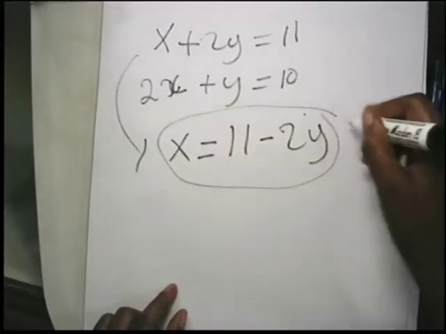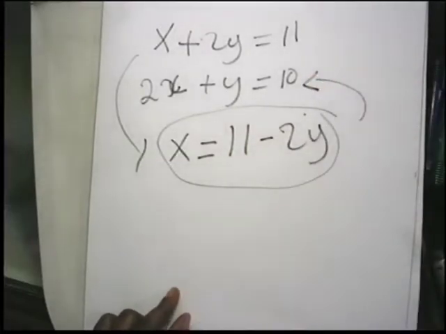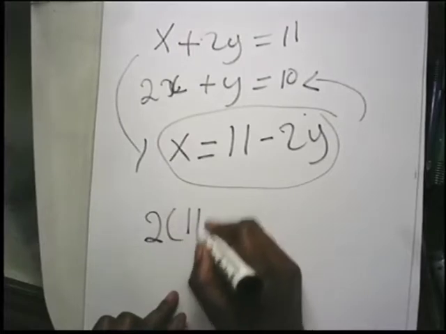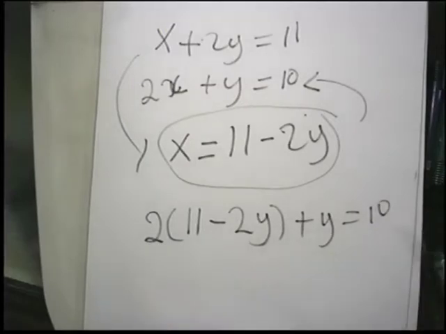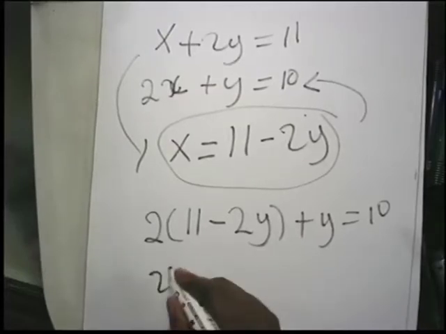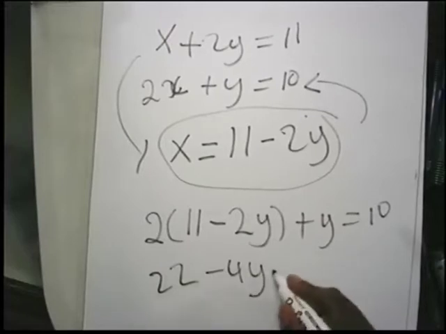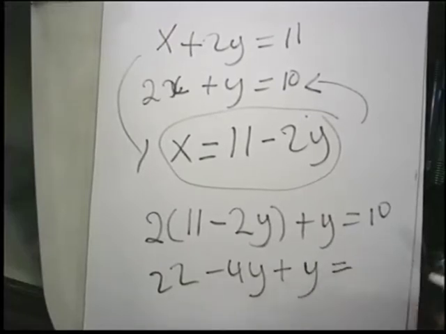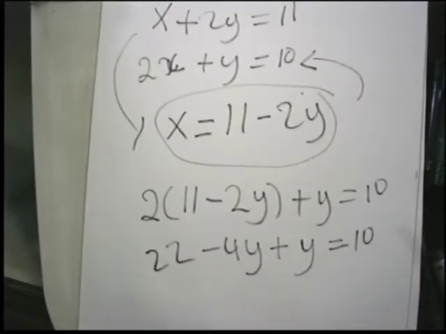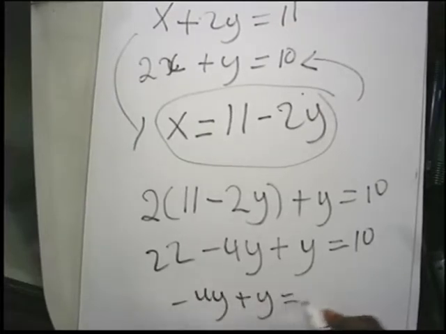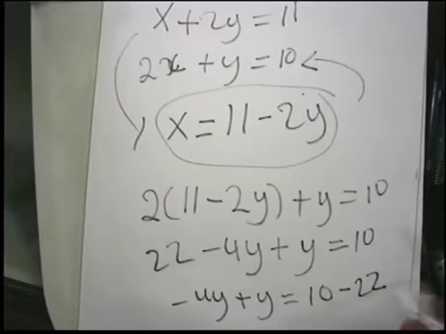Now this, you have to substitute it in the second equation. Where there's x, you put 11 minus 2y, and then everything else remains the same, and that gives you the answer of 10. That is what it means. So you have to open up this bracket, and this will give us 22 minus 4y plus y equals 10. Okay, let's collect like terms. If we collect like terms, we will have negative 4y plus y equals 10 minus 22.